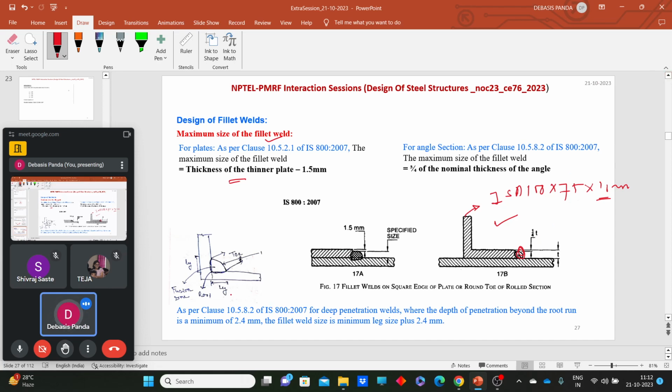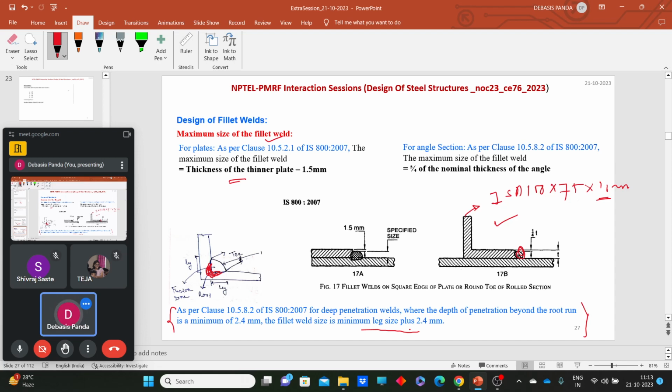One more thing you can remember. If we have a deep penetrated weld, where the fusion zone penetrates like this up to here, a twisted question may be asked. If there is a deep penetrated weld, what should be the maximum size? Then the maximum size should be the minimum leg length plus 2.4 mm. You need to add that 2.4 if a particular question mentions a deep penetrated weld.